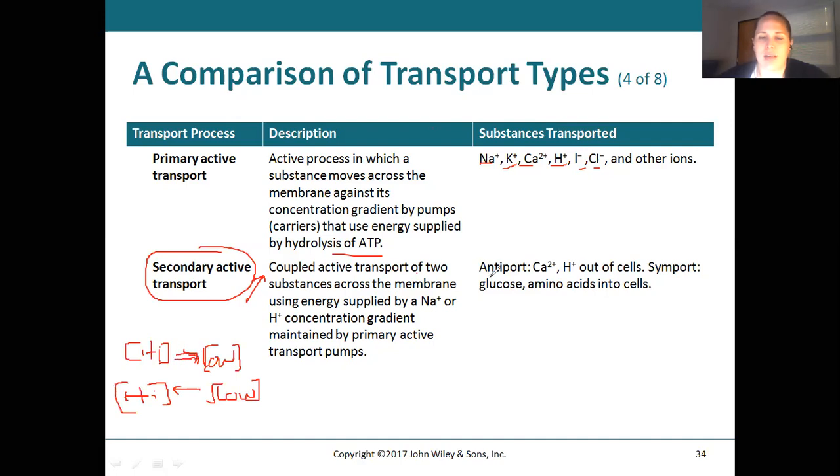So these are considered antiports, meaning going in opposite directions. And then symports would be two substances that were moving in the same direction, both into or both out of the cell. So those are all considered secondary active transport processes.